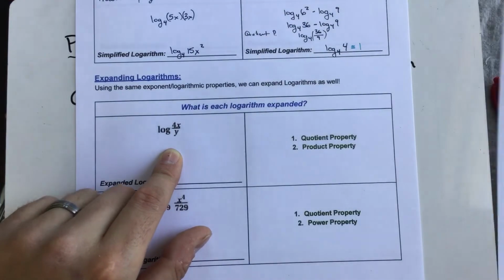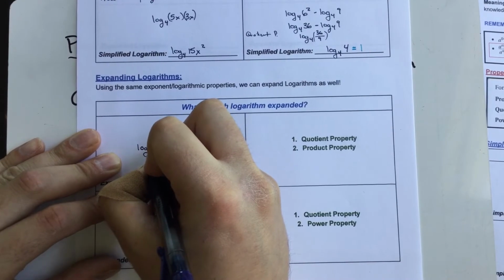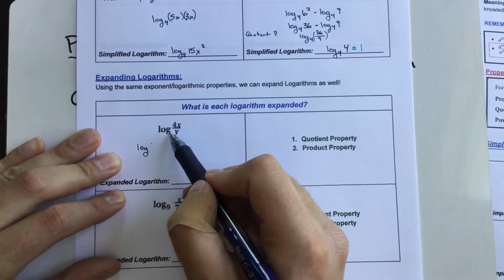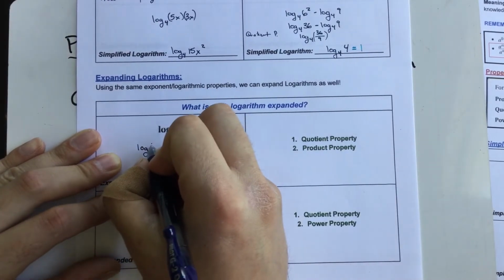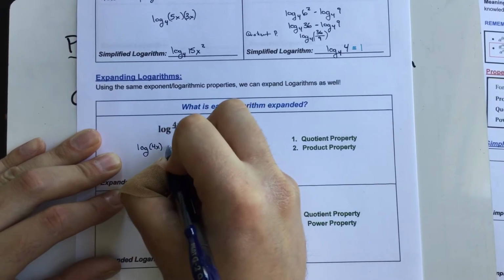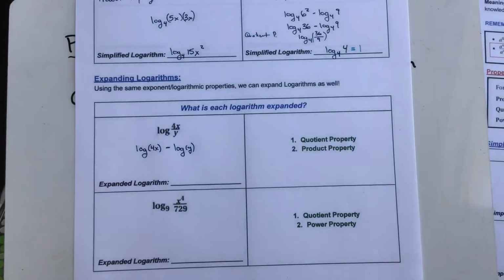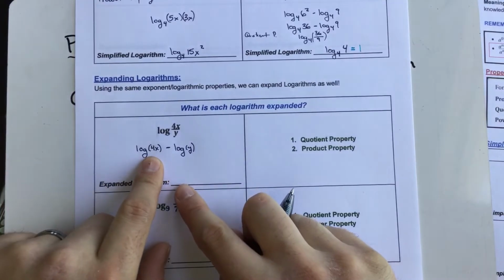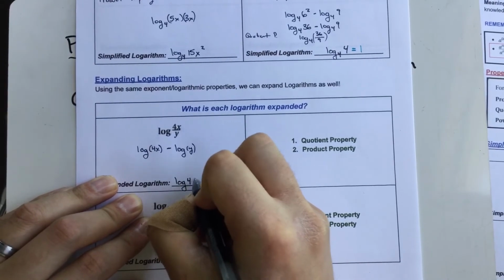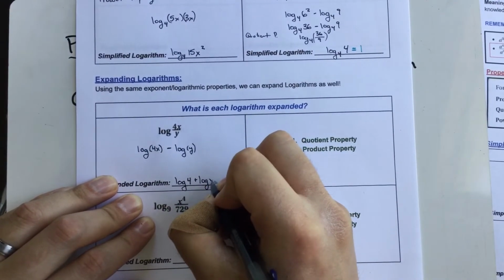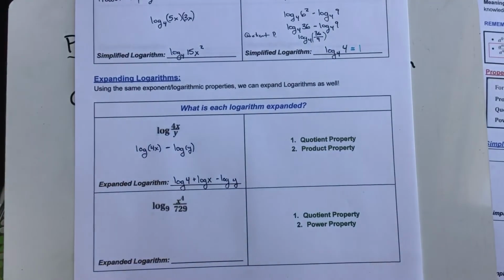So I'm going to write this as the quotient property, which is the log of base 10 in this case, because you can see that there's nothing written there, so that's our common logarithm. But I'm not going to write 10, you can leave it as log. Log of 4x minus the log of y. And then I can expand this even further to be the log of 4 plus the log of x, and then we can subtract the log of y.